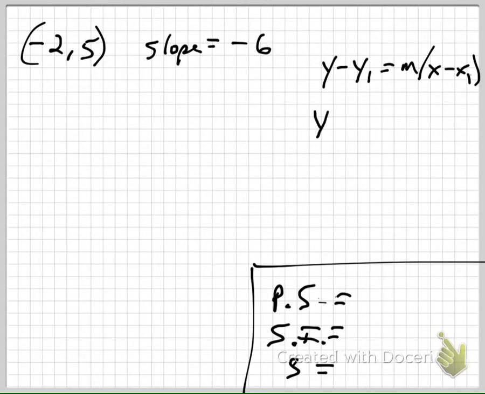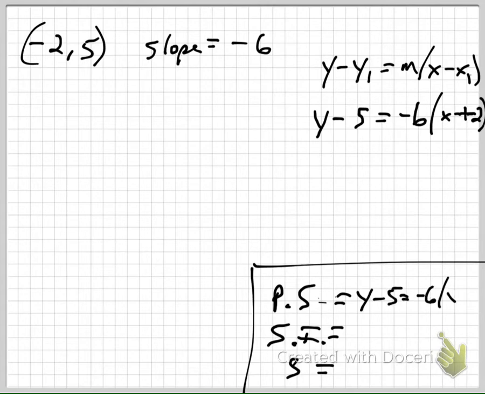That would be y minus 5 equals m, negative 6, times x minus a negative 2. Agreed? What do you see that needs to be fixed? That's just ugly. We don't leave that. It's a plus. Point slope form is y minus 5 equals negative 6 times x plus 2. We're done with point slope form.